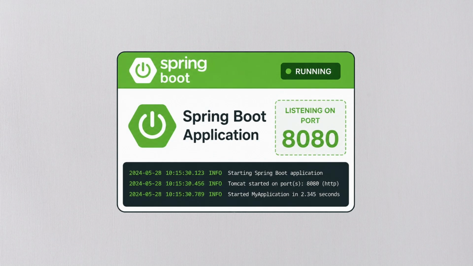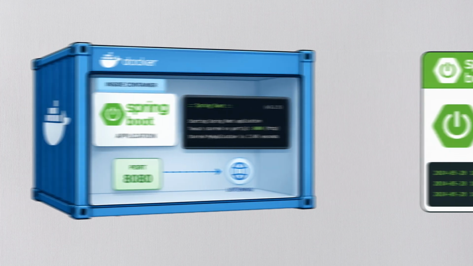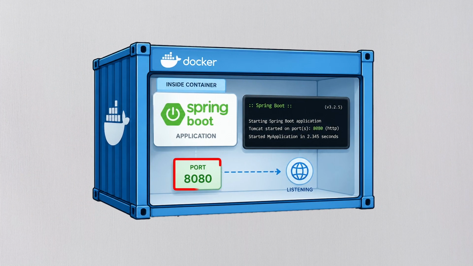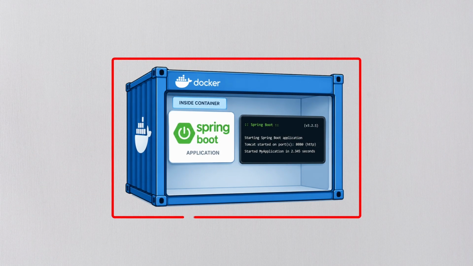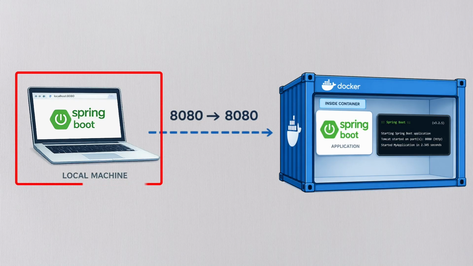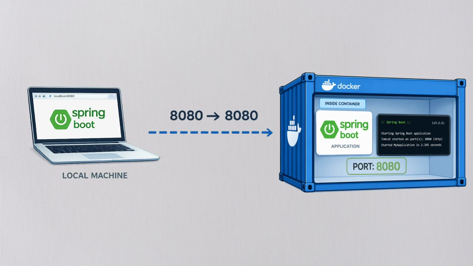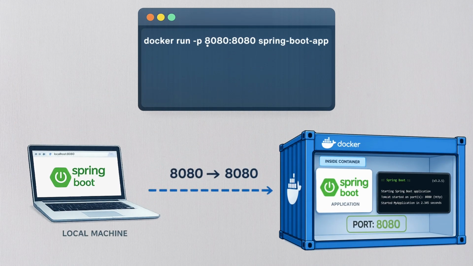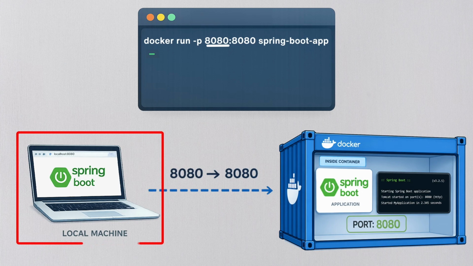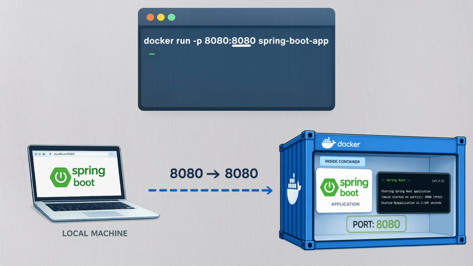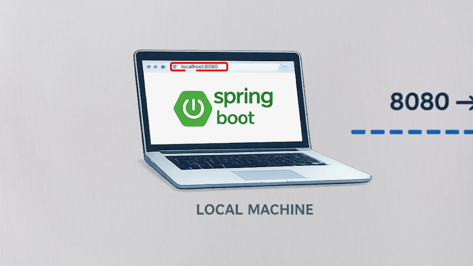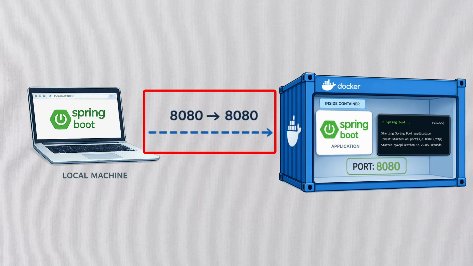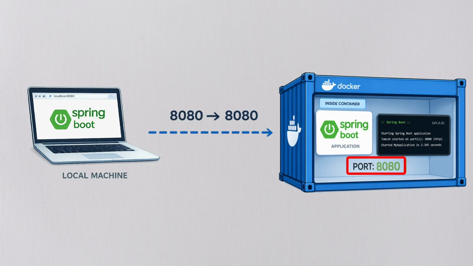Spring Boot apps usually run on port 8080. Inside the container, the app may listen on port 8080, but your browser is outside the container. So when you run the container, you map a port from your machine to the container. For example, when you're running this statement, the first 8080 port is the port on your machine. The second 8080 is the port inside the container. So when you visit localhost 8080, it forwards the request to port 8080 inside the container.